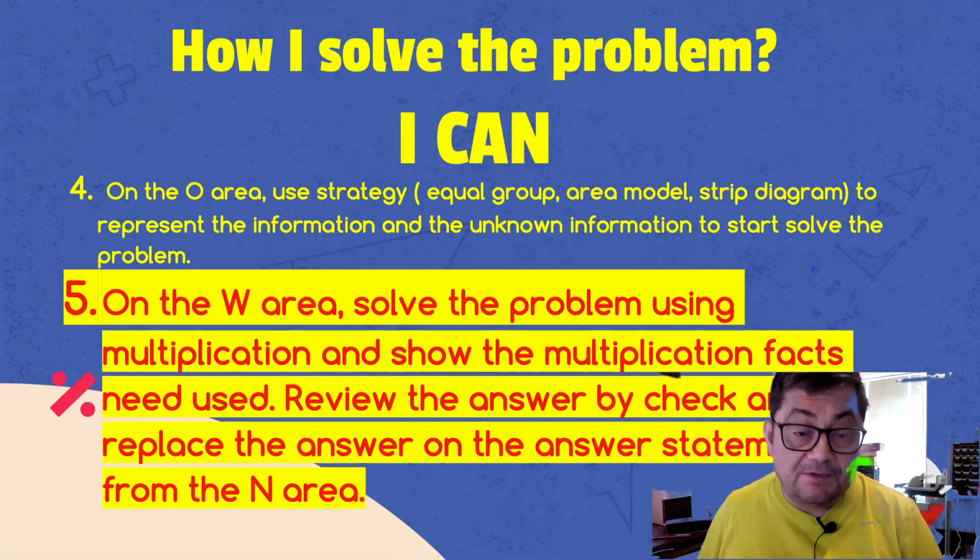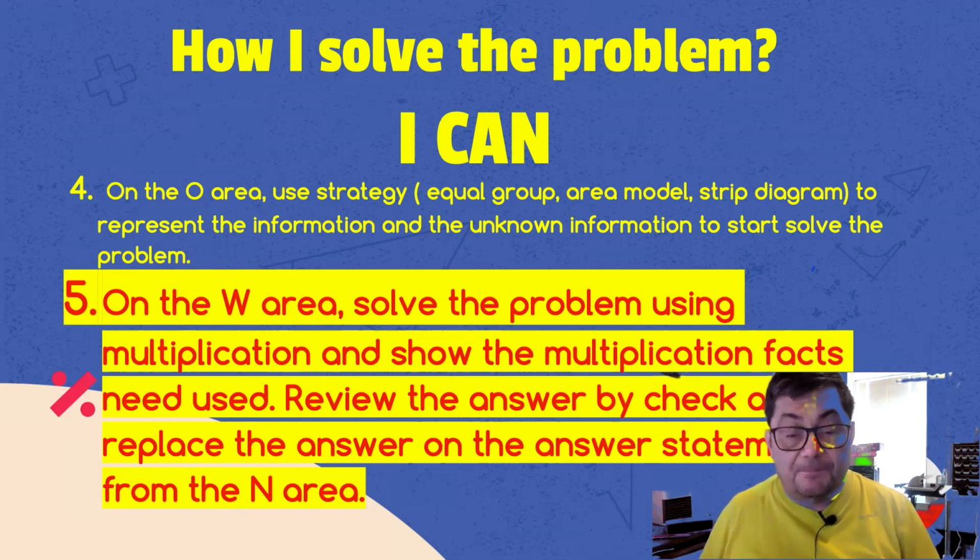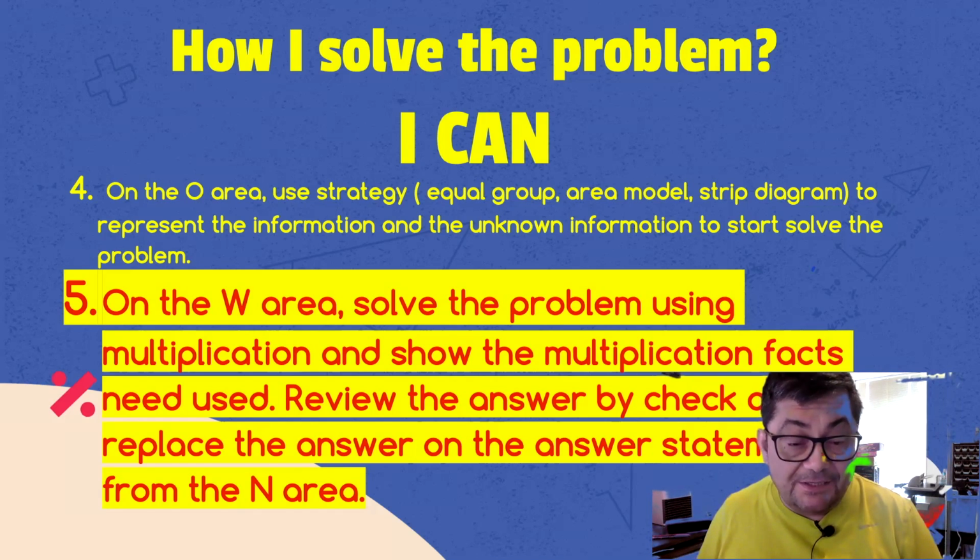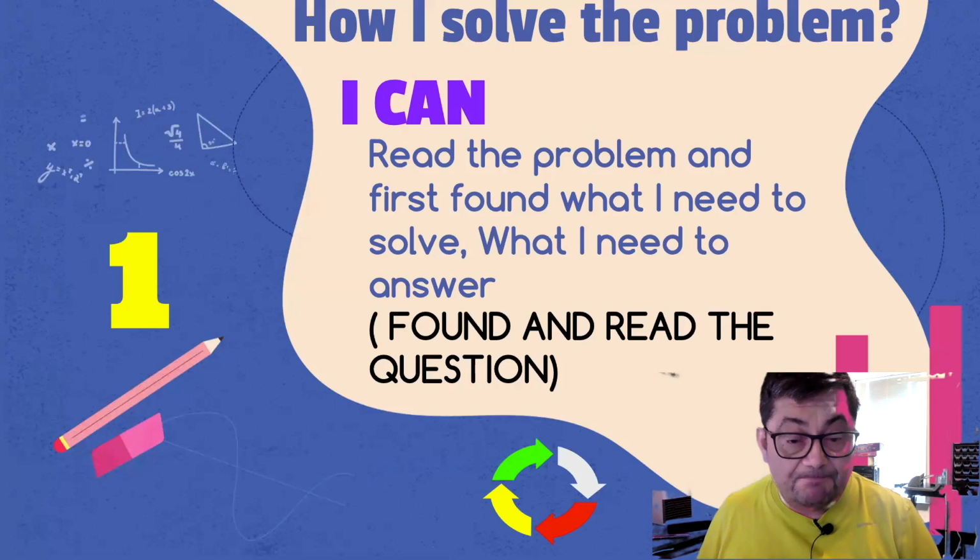So this is step number 5. In the W area is when we use the multiplication process. You write down the multiplication facts and we review the answer. With this, we check by replacing the answer in the answer statement and seeing if it makes sense or not. So let's start.